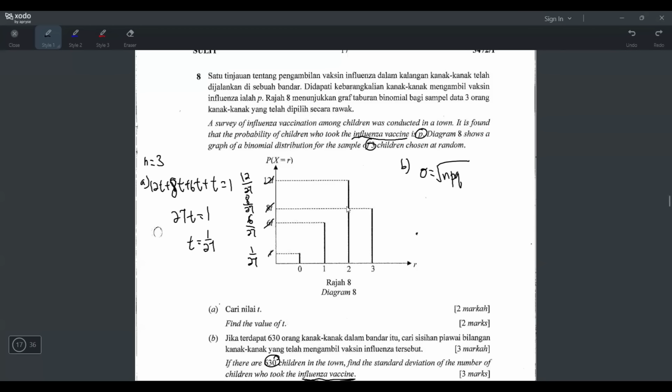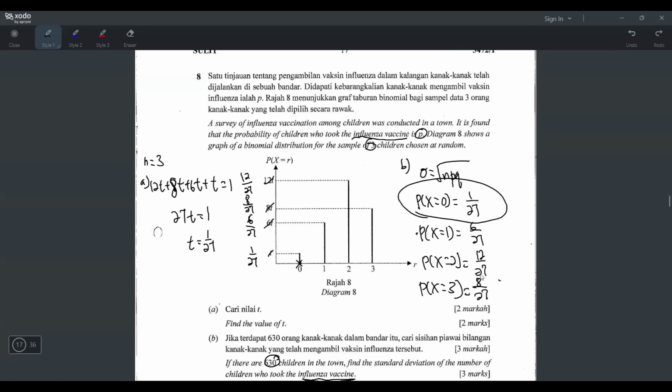If you refer to your graph, they give us the information. The first is P(x=0) equals 1 over 27. It means that the probability of 0 success, 0 who took the vaccine, is 1 over 27. And then they also give us the probability that only one took the vaccine, 6 over 27. They also give P(x=2), 12 over 27, and P(x=3), which is 8 over 27. But which one of these will you use to find p and q? I recommend you use this one or this one.